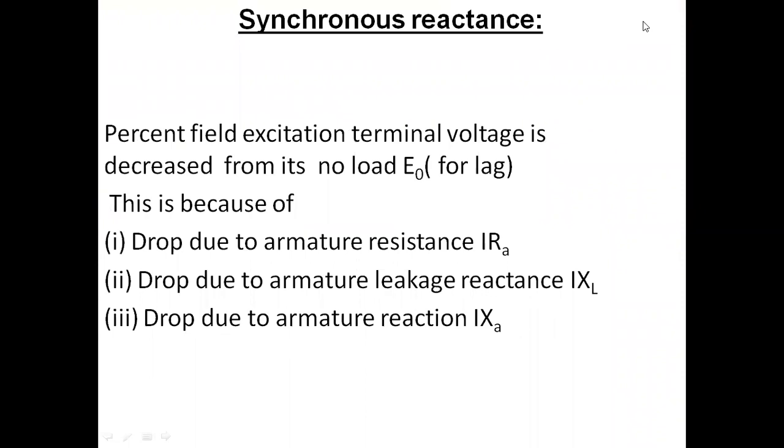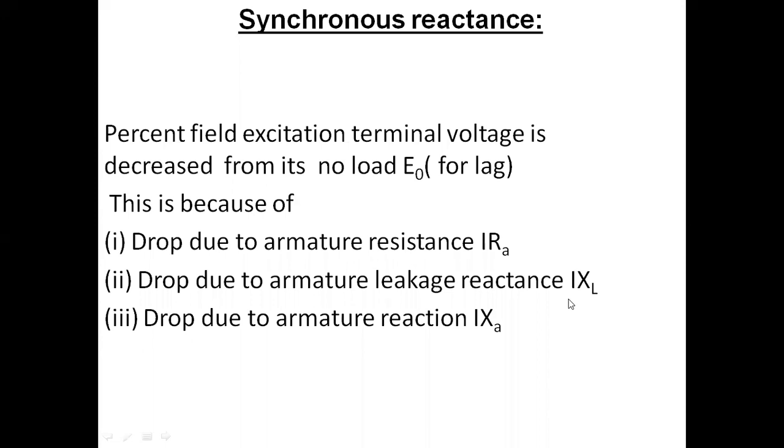So see here, for the same field excitation that we discussed before, the terminal voltage is decreased from its no load value E0 to V. Suppose we consider a lagging power factor. This is because of three types of drops: the drop due to armature resistance IRA, the drop due to armature leakage reactance IXL, and the drop due to armature reaction IXA.